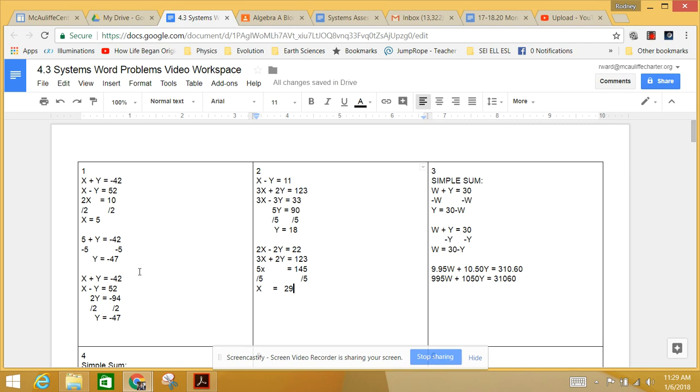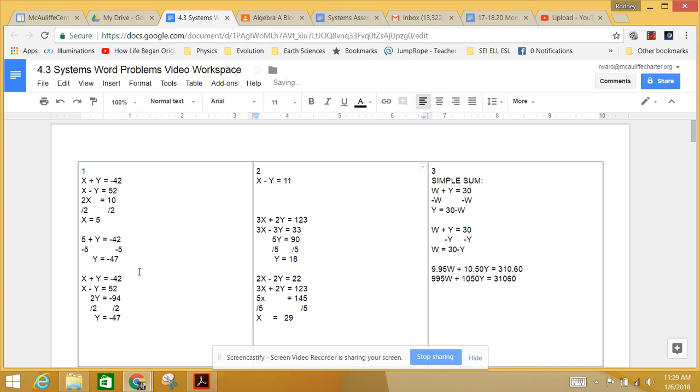I can test those out. I can say x minus y equals 11. Let's see if that's true. So I do 29 minus 18, and that does equal 11. If I also plug it in here, I do 3 times 29 plus 2 times 18. Does that equal 123? So let's work that out.